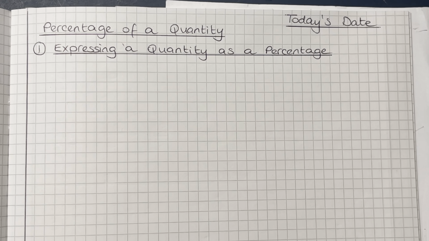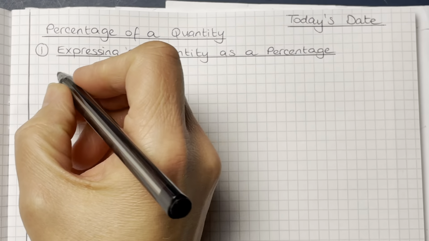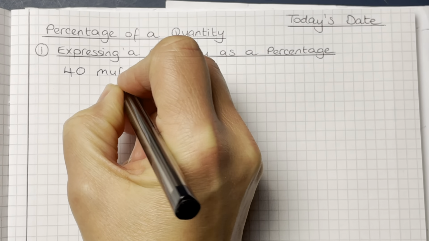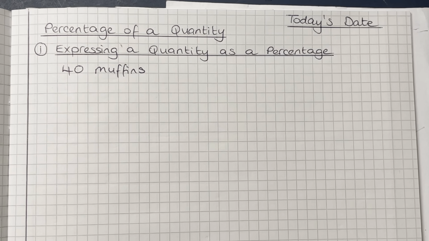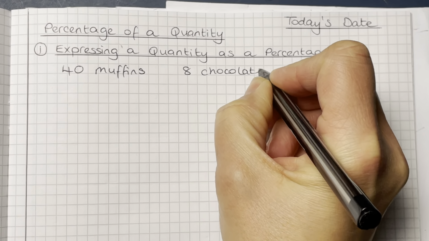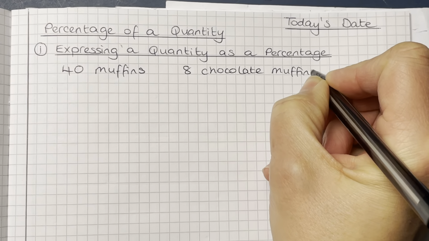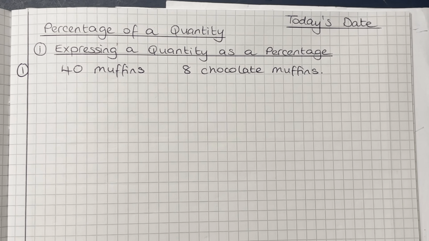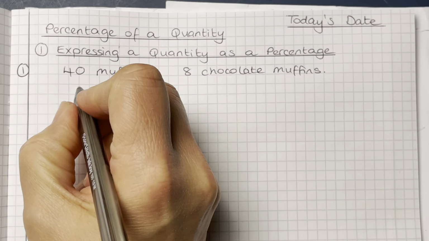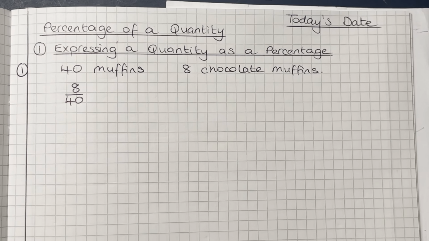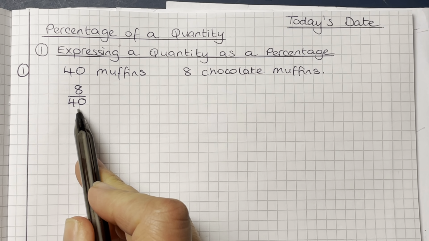So firstly, let's say I had 40 muffins, and of those 40 muffins, 8 were chocolate muffins. Okay, so I want to work out the percentage of muffins which are chocolate. So I know that 8 of my 40 muffins are chocolate. So 8 are chocolate out of a total of 40.